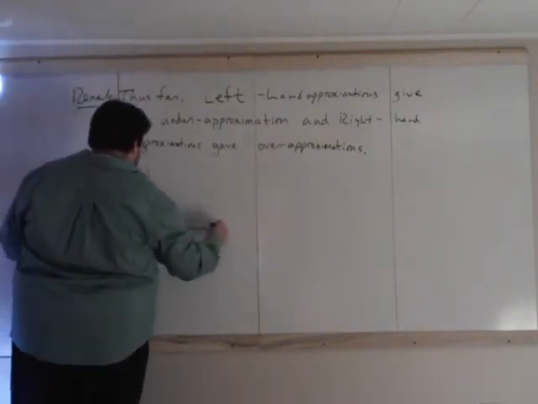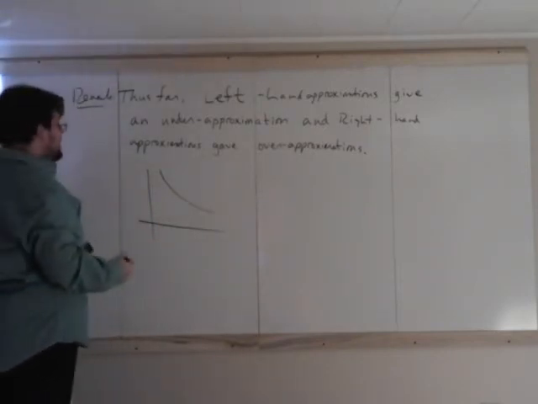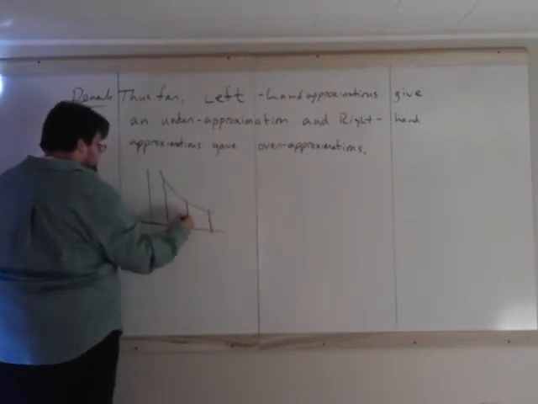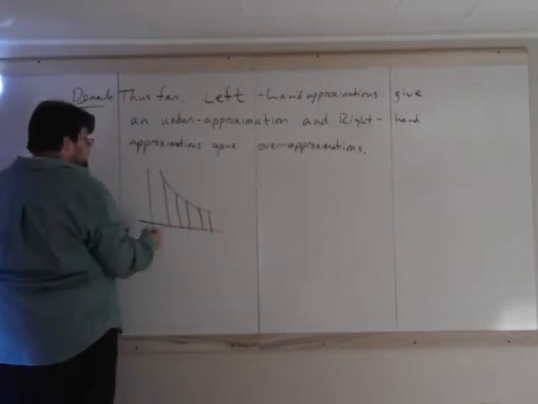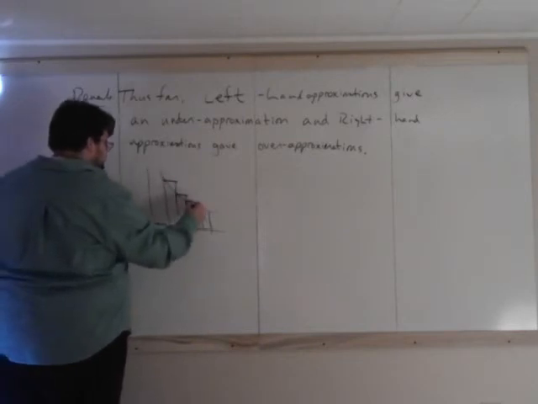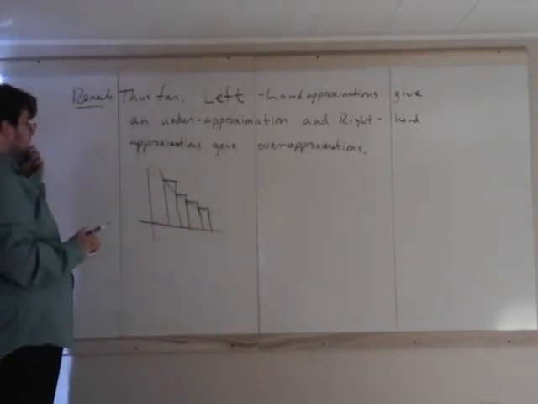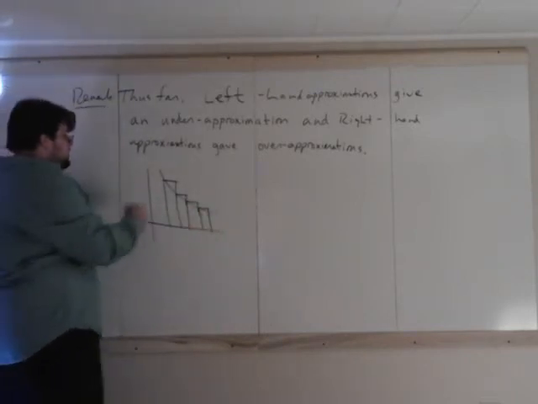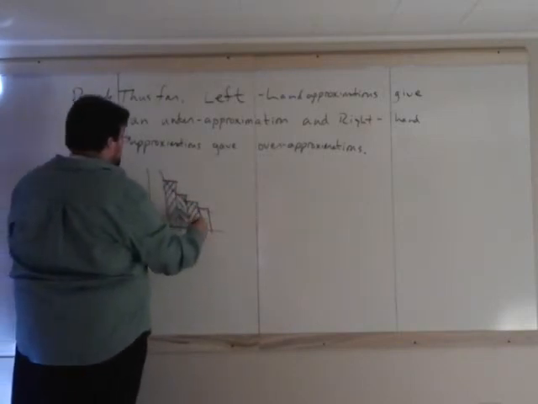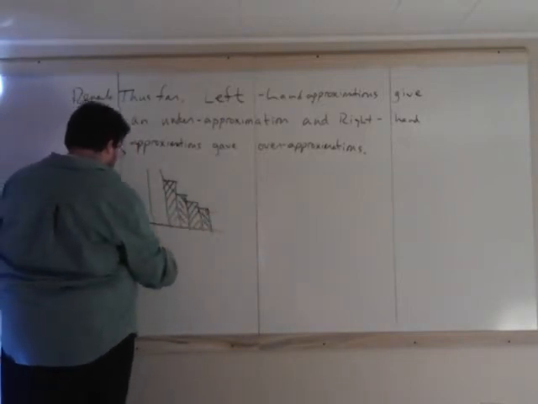Let's look at this example. If we just take this interval and use a left-hand approximation, let's use 4 rectangles. If we use left-hand approximation here, we would get those 4 rectangles. And notice if we added them all up, it would give us more than the area under the curve.